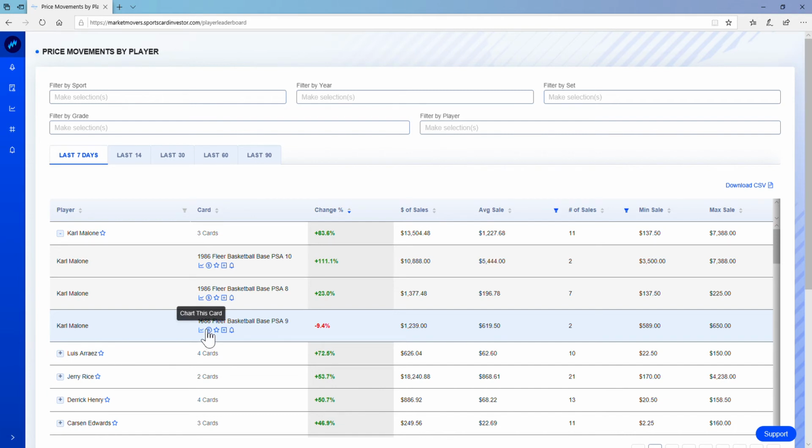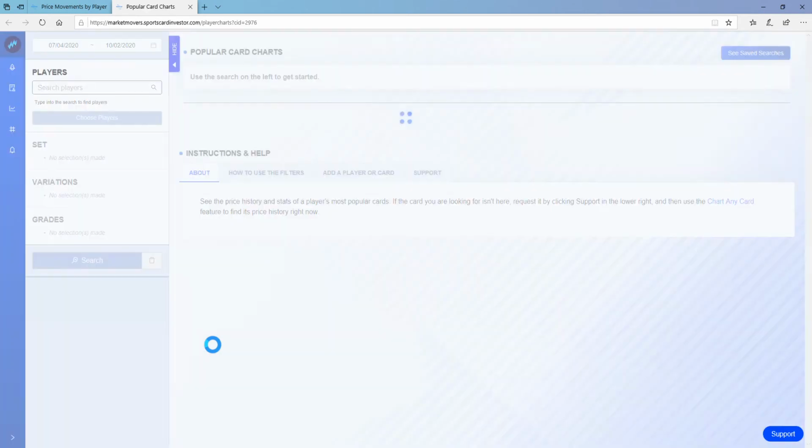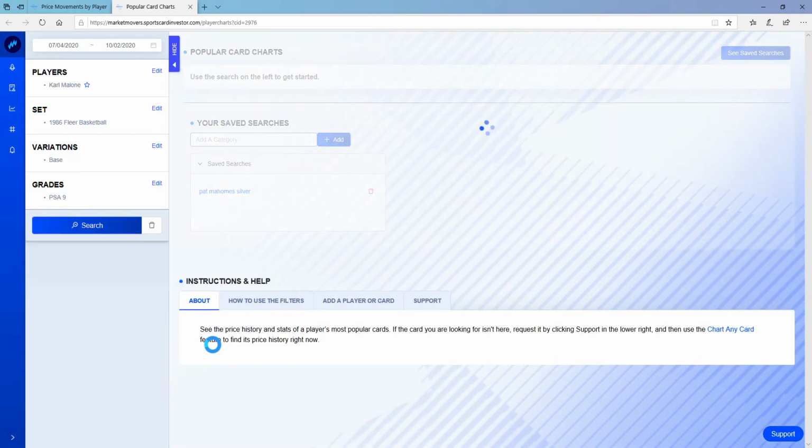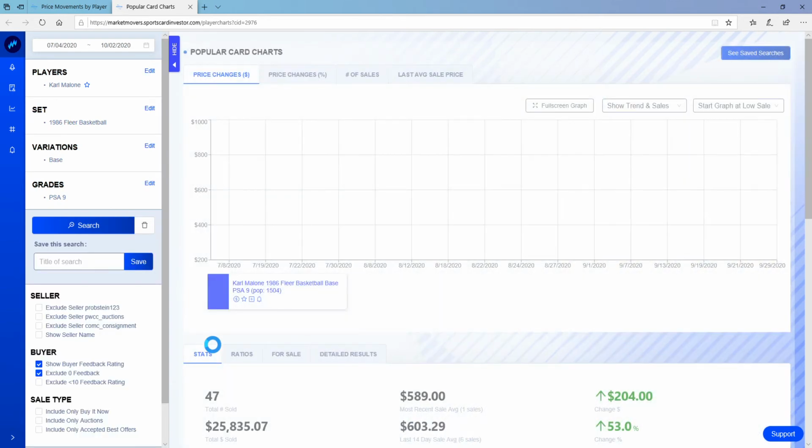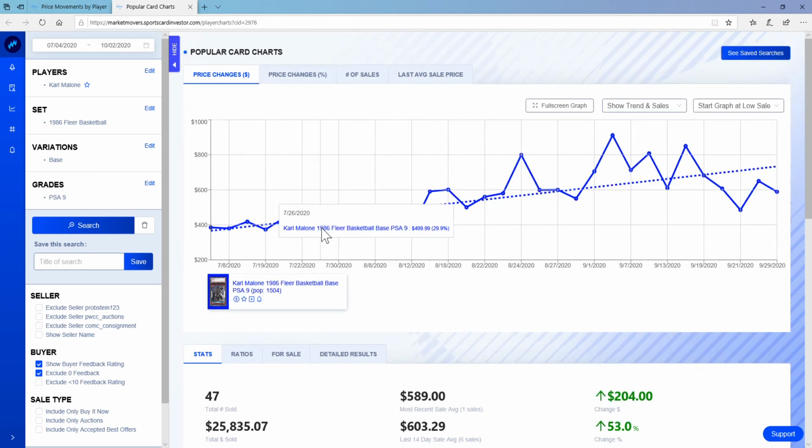So we'll chart this. You can just click on here, and it's going to chart this card, and it doesn't have a lot of data because it's only 2 cards sold over the last 7 days. But let's see what it shows. I think it pulls up the last 90 days on the chart. Yeah, so it goes back to July 8th, and this is the graph here.